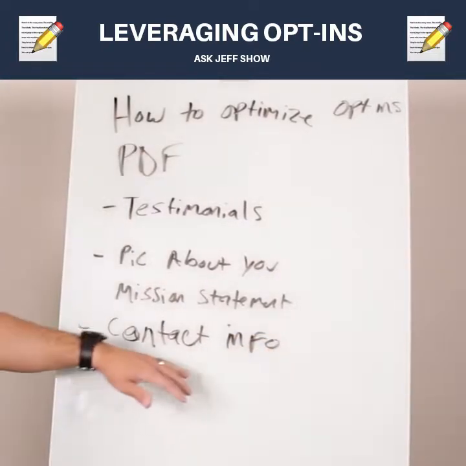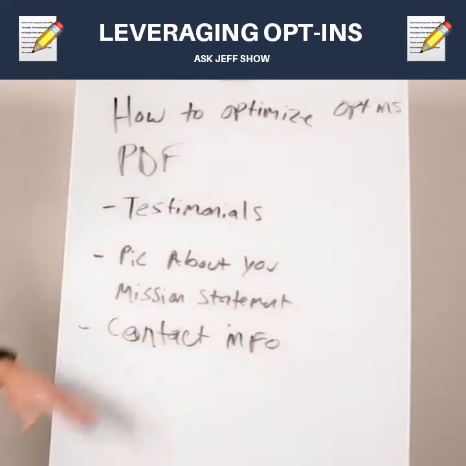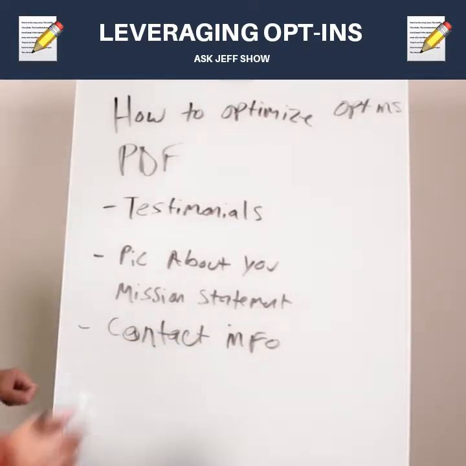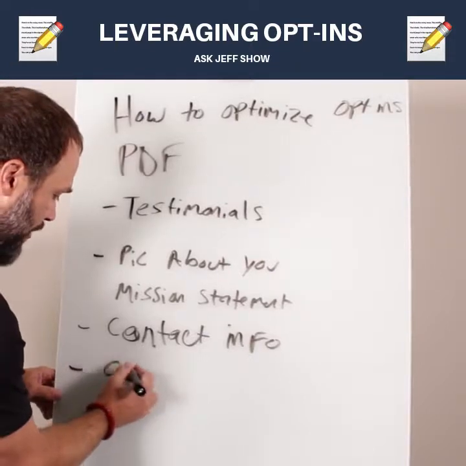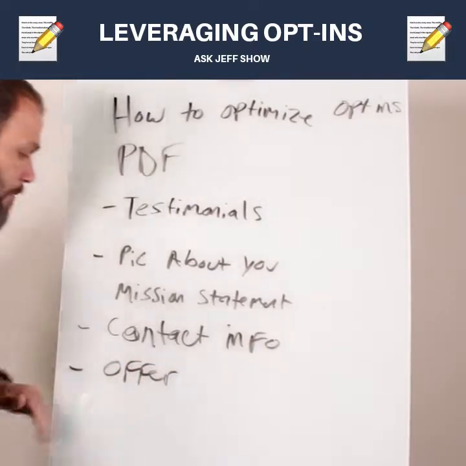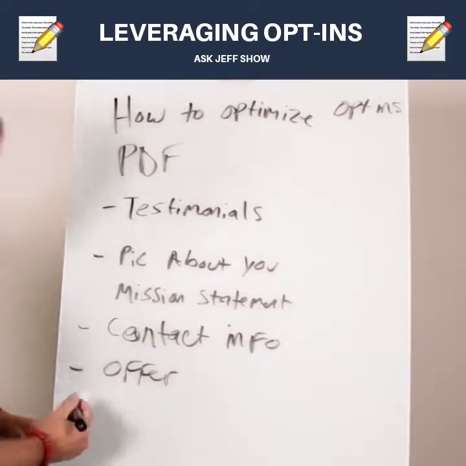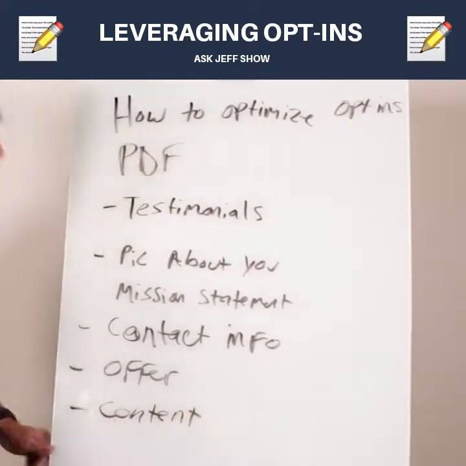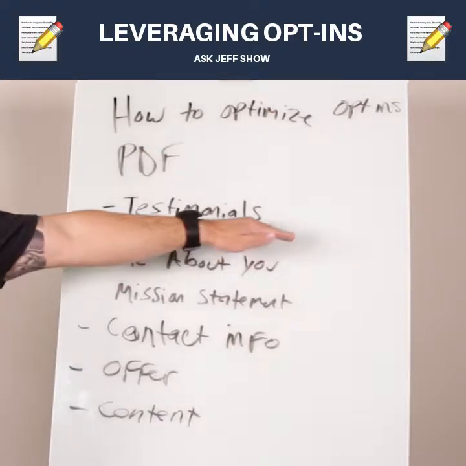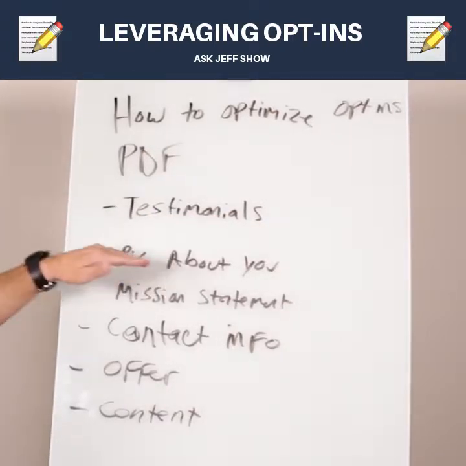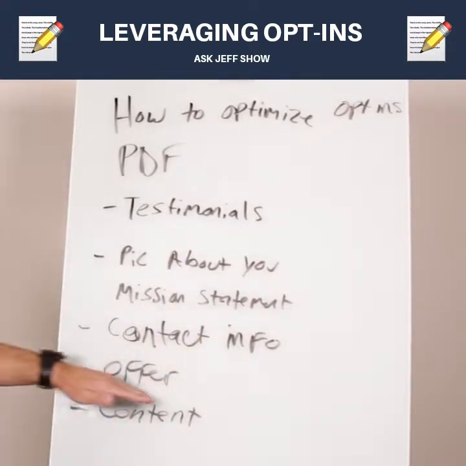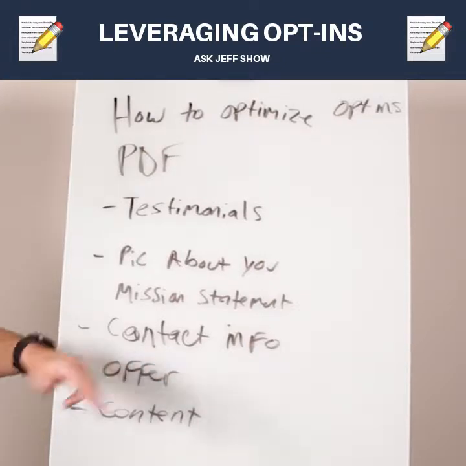And you want to make sure it's hyperlinked, so if it's a phone number, they can just click on it and call right from there, or email, they can click on it and email right from there. So make sure that's hyperlinked. And then you're actually going to have an offer, and then after the offer, the content. So when they open the PDF, they're going to see social proof, testimonials, a picture of you, a little bit about you, your mission statement, why you want to help them, your contact information, and then an offer. So it could be 21 days for $21.